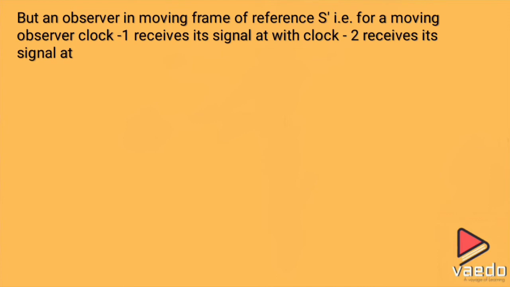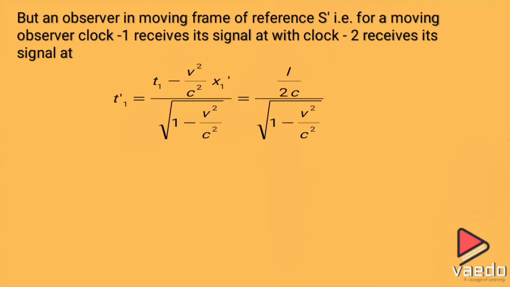So in general, if we consider the perception of the first observer relative to the second with respect to the signal, then we can use the Lorentz transformation equation for time for the first frame of reference, for the first observer, as t1 prime equals t1 minus v square over c square x1 prime over square root of 1 minus v square by c square. As we know, the first observer is placed at coordinate x equals 0, so we can write L over 2c here with the square root of 1 minus v square by c square.